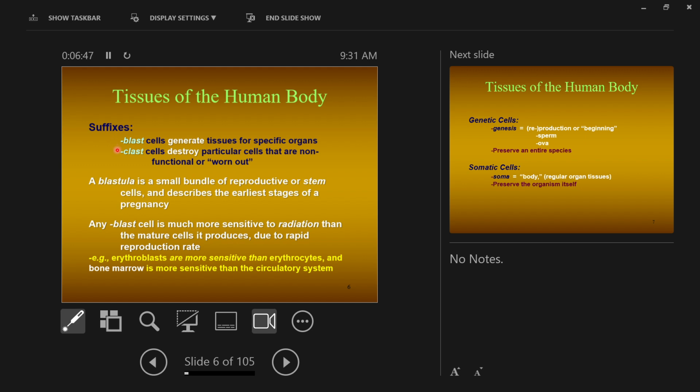Clast cells are destroying, reabsorbing, tear-down cells. These are there to, as it says, destroy particular cells that are non-functional or worn out. So cells have a usable life, and cells, unlike, so, you know, people get old, what do we do with them? We don't kill them, right? Put them in a home. No. We kind of let them live their life, right? We don't put them out on a raft or something like that, right? Or send them out to sea.